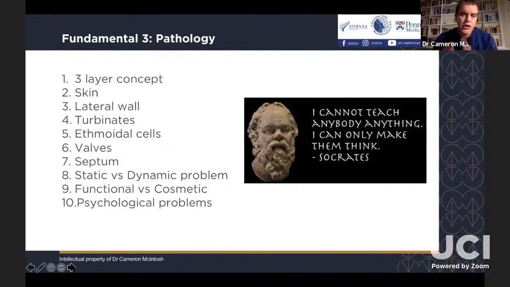So on the lateral wall, you've got the turbinates, you've got ethmoidal cells. Then you've got the nasal valves. Remember, there's the inner and the external nasal valve. There's static and dynamic problems. So for example, if someone's breathing in and the nose collapses when they're breathing in, that's a dynamic problem. But if there's a constriction of the nose and it's always small, that's a static problem. You need to understand what is the difference between a deviated septum and a septal spur and how they will affect the pathology in the nose.